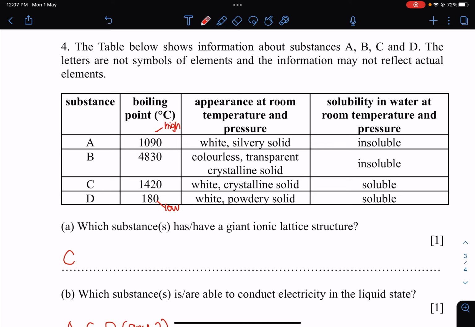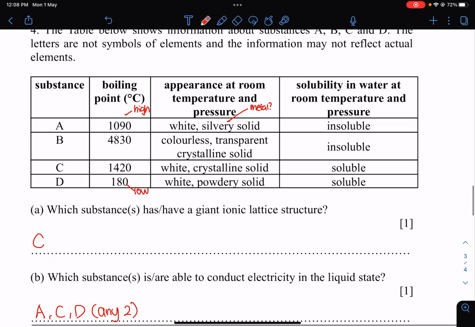Next, A is a white silvery solid. So when you see silverish or shiny solids, you should tend to think that they are metal. Of course I do not know if it's a metal yet, so I'll just put a question mark first. Lastly, they tell me it is insoluble in water at room temperature and pressure. Does that satisfy the giant metallic lattice? Actually, yes. So in this case, I will put giant metallic lattice. Of course I do not know for sure yet, but based on just initial prediction, it's unlikely to be any others for now.